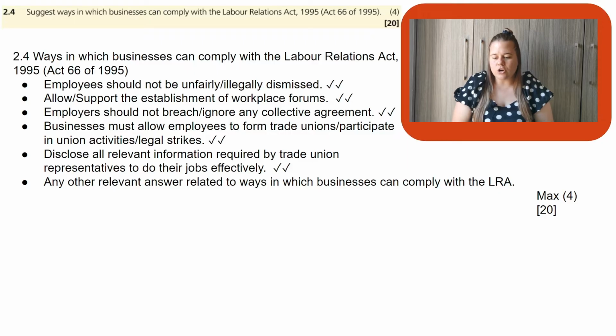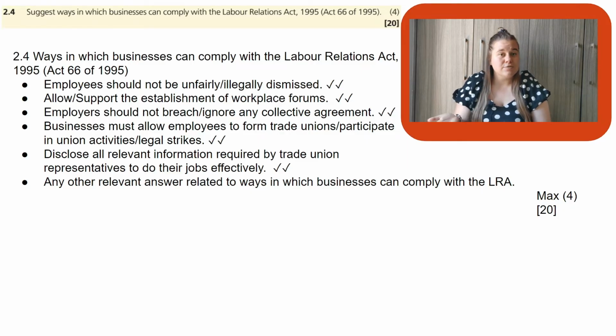All right, so employees should not be unfairly or illegally dismissed, allow or support the establishment of workplace forums. Employers should not breach or ignore any collective agreement. Businesses must allow employees to form trade unions, participate in trade unions and legal strikes. Disclose all relevant information required by the trade union representatives to do their jobs effectively. And then there's a maximum of 4 marks.